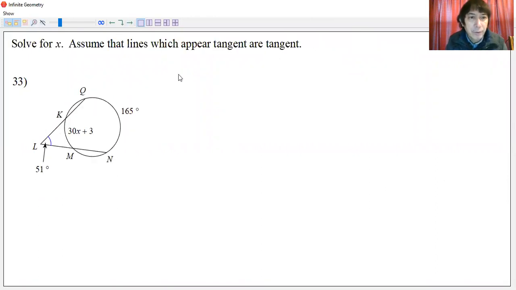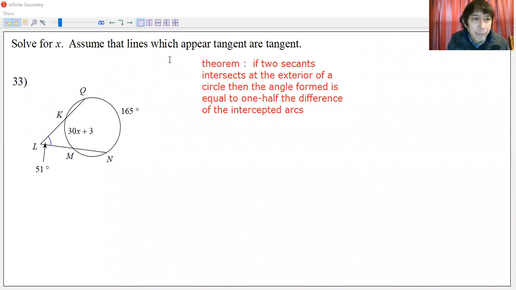So we still have the intersecting secants, so we will still have this theorem. Our working equation here will be arc QN, that will be 165. That's the arc QN, minus the smaller arc 30x plus 3.